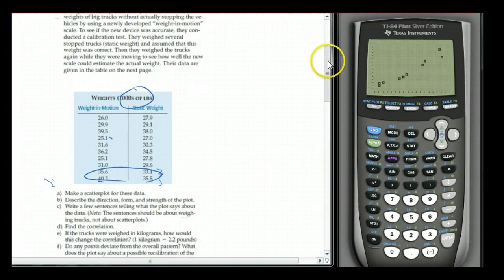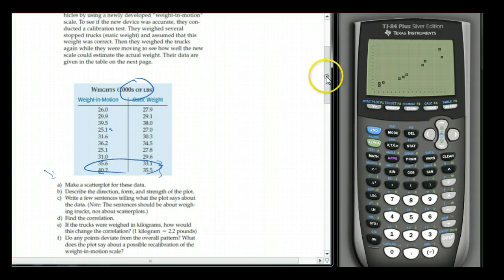Okay, what's next? Find the correlation. So let's find the actual number here. Again, we're not going to do this by hand.